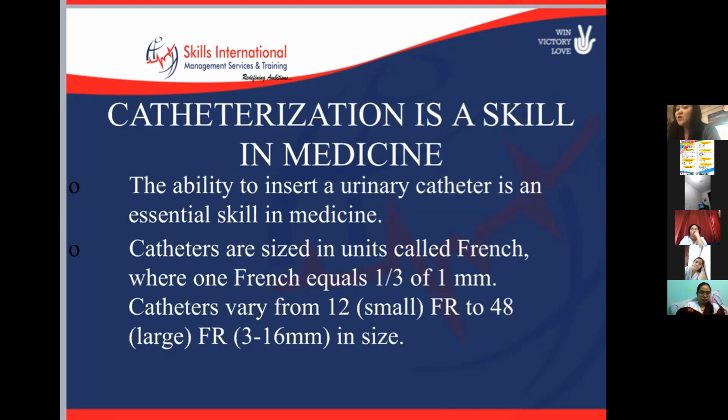Catheters are sized in a unit called French, where one French is equal to 1/3 of 1 millimeter. Catheters vary from 12 French, which is small, to 48 French, which is large. FR is 3 to 16 mm in size. This is for the pediatric.